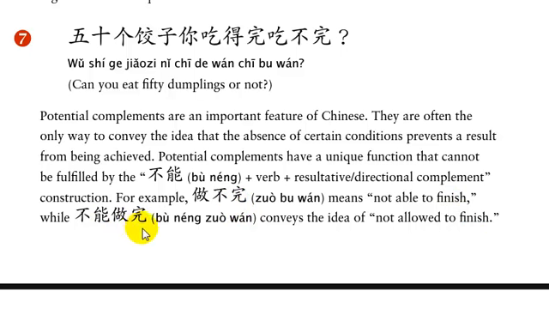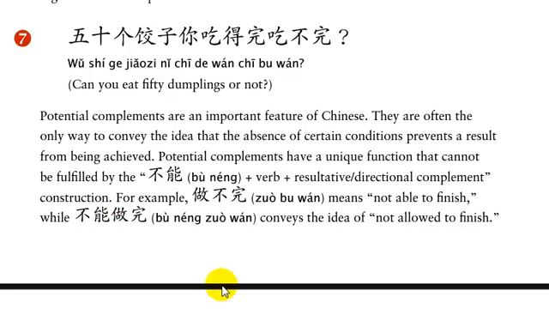Whereas 不能做完, can't finish, can't complete it, conveys the idea that you're not allowed to finish. Okay, your mom won't let you. There's enough time to finish it. Maybe it takes 3 hours to finish your homework, and you have 3 hours, but 你不能做完 because your mom is going to make you clean the house or something like that. Okay, so 做不完 means you're unable to because the quantity in this example is too much. You want to do it, and you want to put all your effort into it, but it's still impossible to do. Where this one, it's possible to do, but something's preventing you from doing it, like your mom, for example.